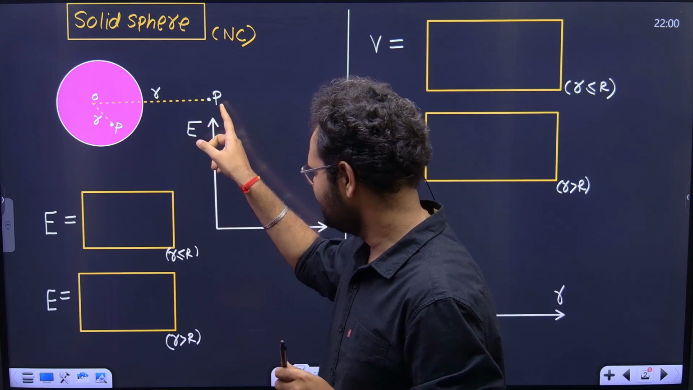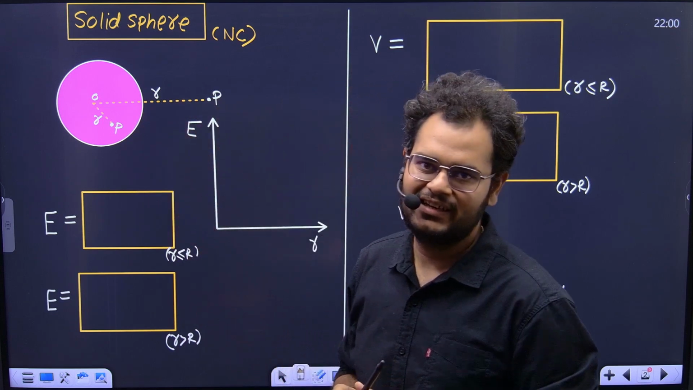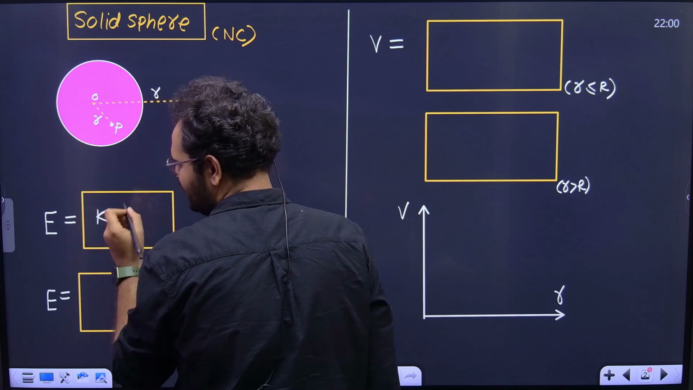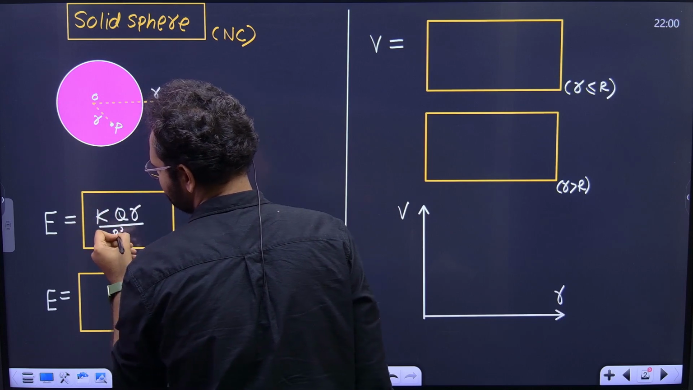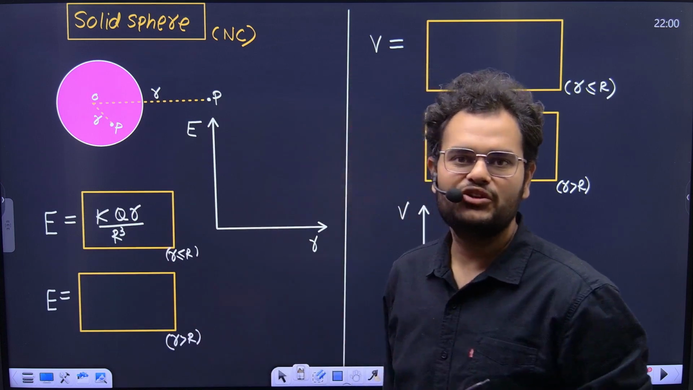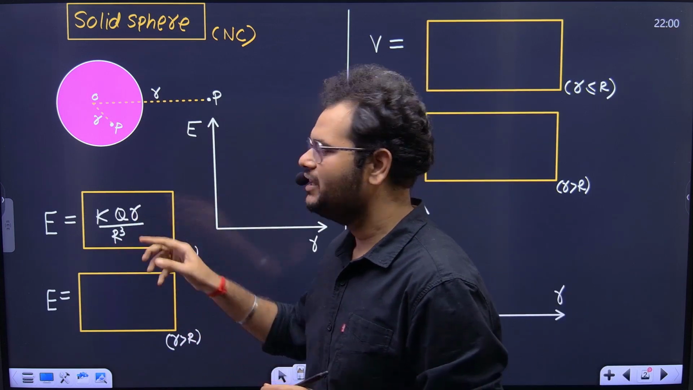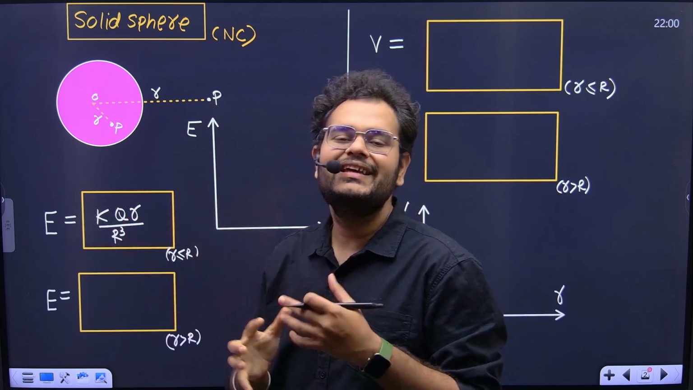One is the case for outside and one is the case for inside. For inside, always remember that the electrical field varies linearly with distance. This is the specific formula you have to remember: KQr upon capital R cube. KQ will come everywhere anyway. Small r, you have to remember that it varies linearly.